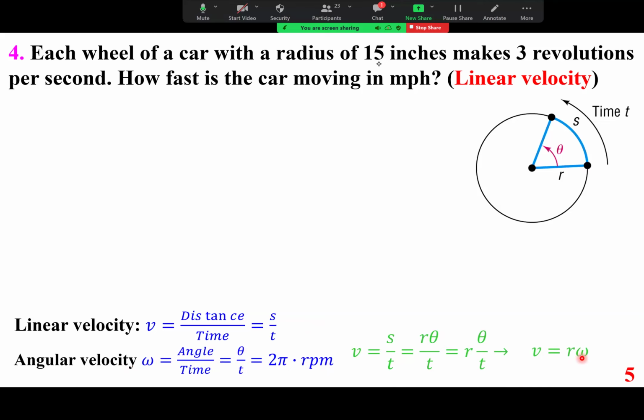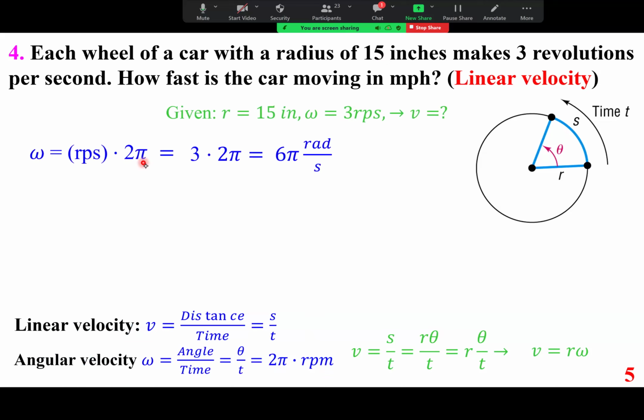So what is given here? Obviously, r is 15, omega is 3 revolutions per second, rps, and we want to find the velocity. Omega is rps times 2 pi. You should always multiply it by 2 pi. Again, this was RPM, revolutions per minute. This is revolutions per second, and 3 revolutions per second is 3 times 2 pi, 6 pi radians per second.